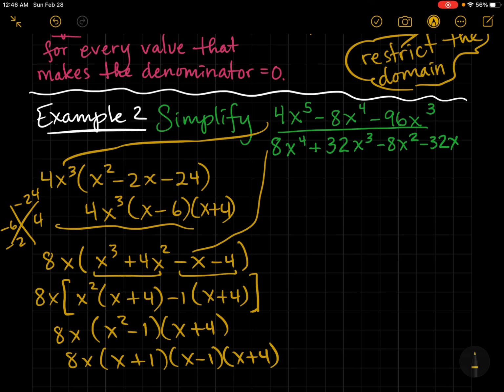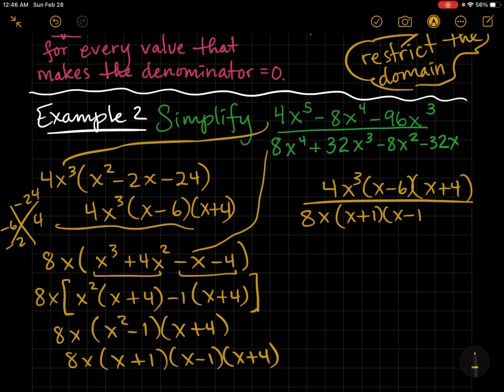So now that we've factored the numerator and the denominator, we can see what factors are in common. And just start reducing. So right away I can see the x plus 4 is in common.